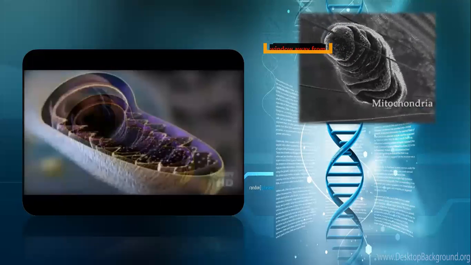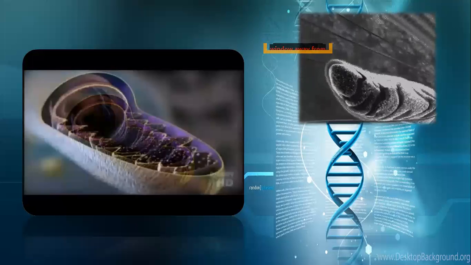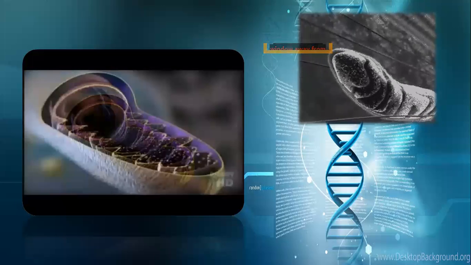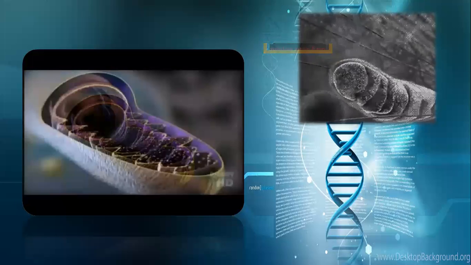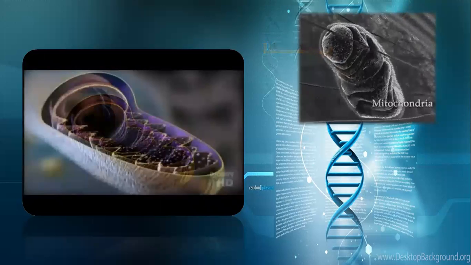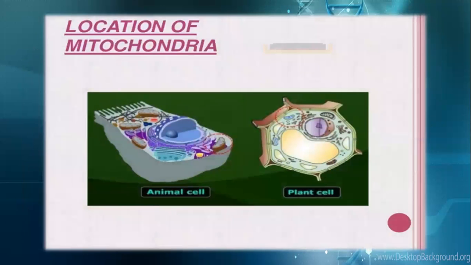of the location of the mitochondria in the cell or cytoplasm. And on the next slide, you can see the location of mitochondria in animal cells and plant cells.